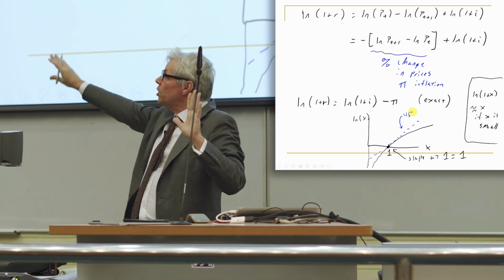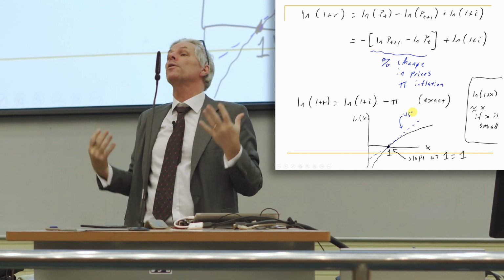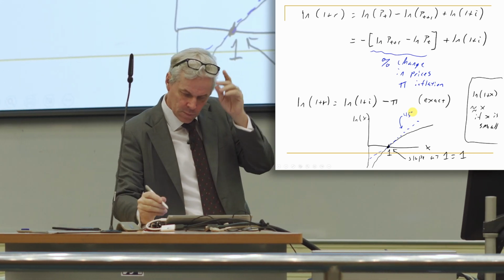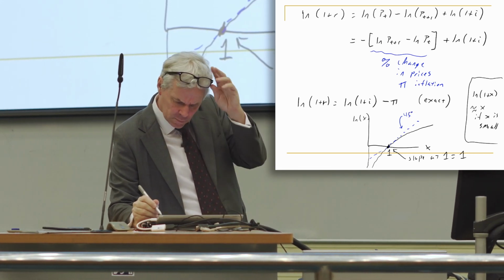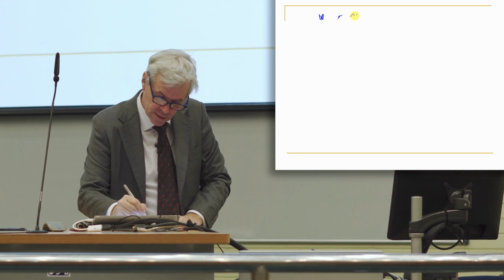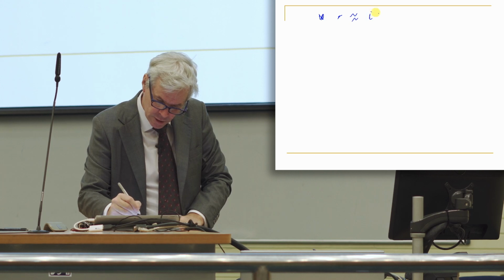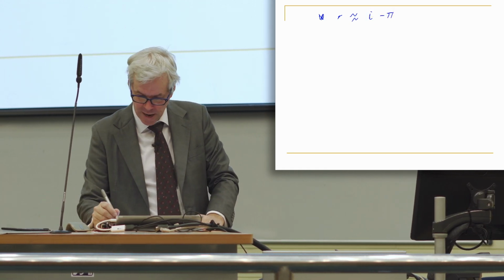So for large x, this is not true. But for small x, it's very, very close to true. And so what we get is r is almost equal to the interest rate minus the rate of inflation. So we go back.